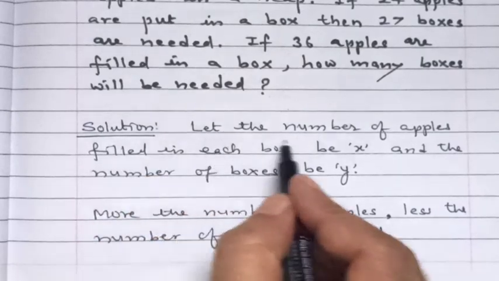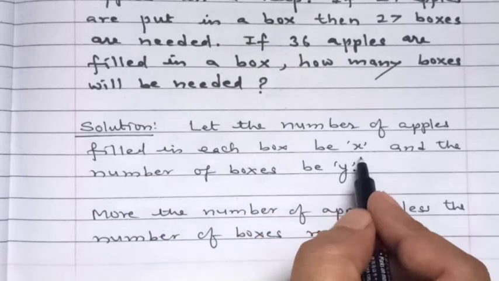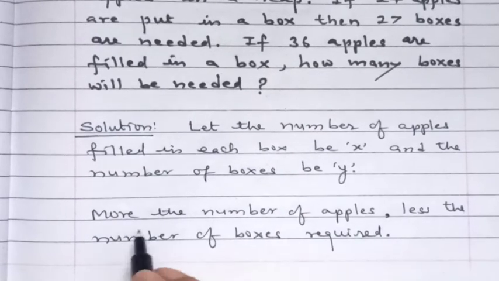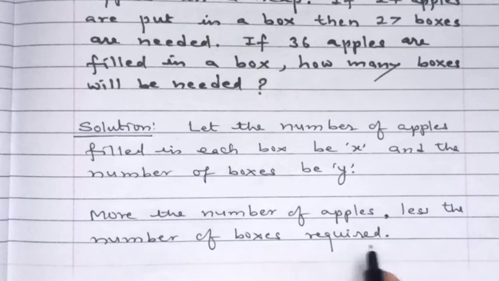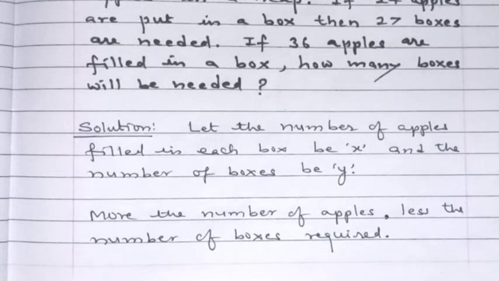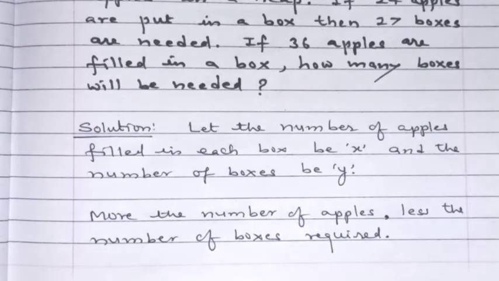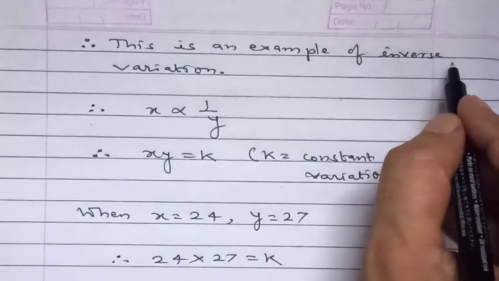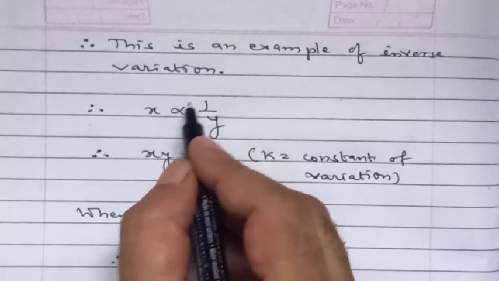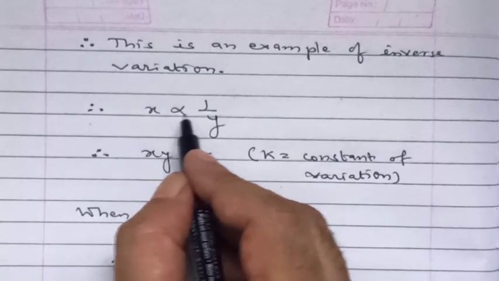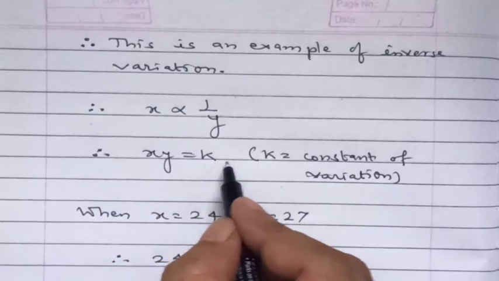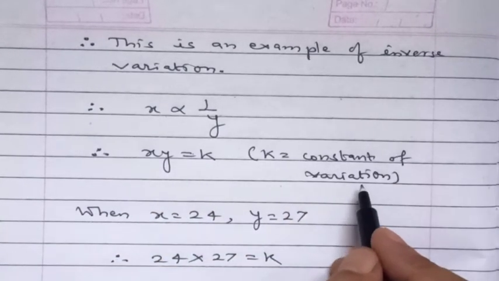So solution, let the number of apples filled in each box be x and the number of boxes required be y. More the number of apples, less the number of boxes required. So once again, this is an example of inverse variation. So write down, this is an example of inverse variation. Therefore x is proportional to 1 upon y, that is x is inversely proportional to y. Therefore product of xy is equal to k, where k is constant of variation.